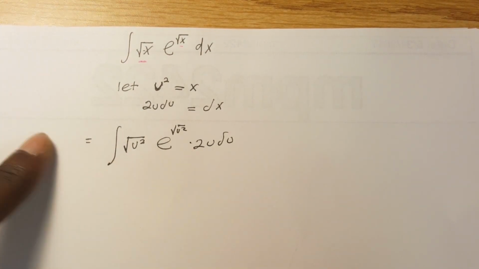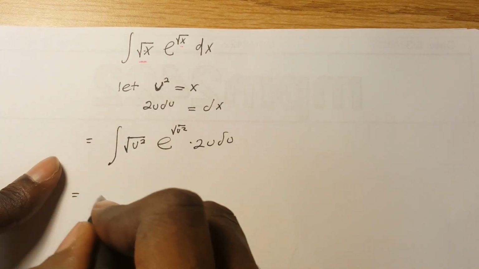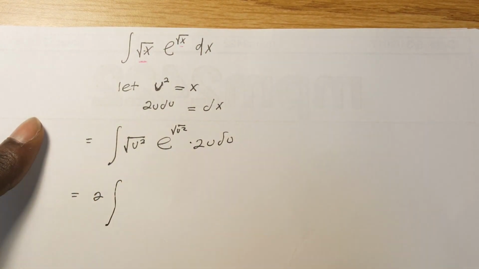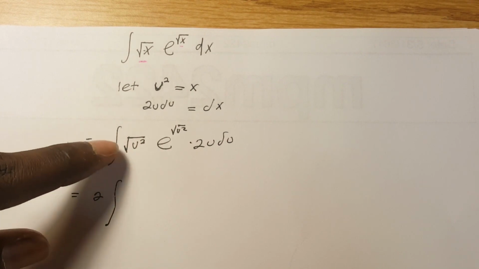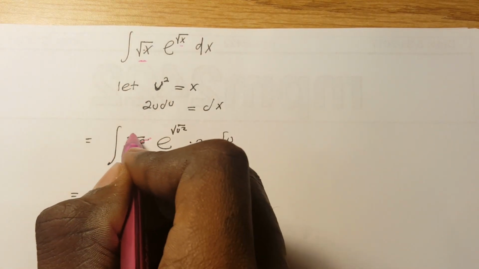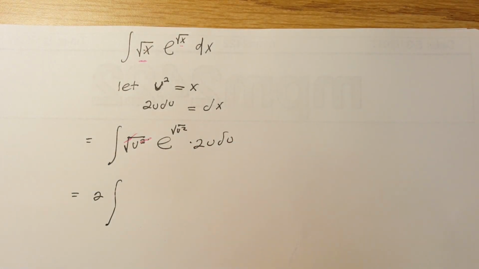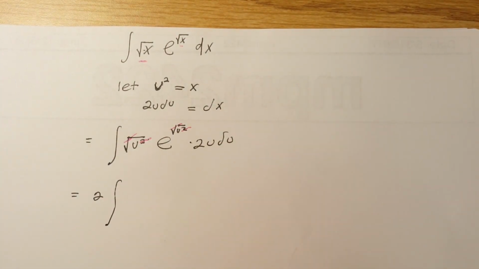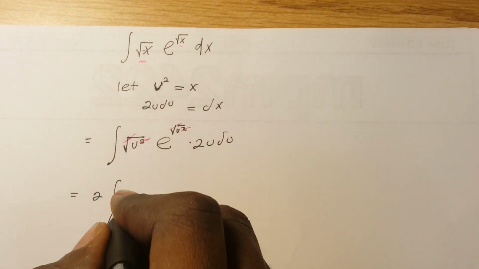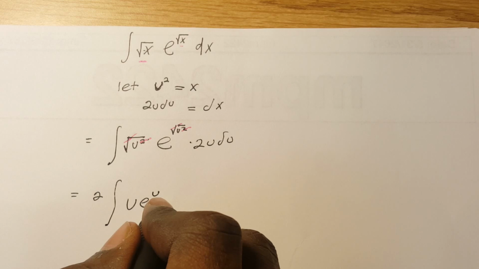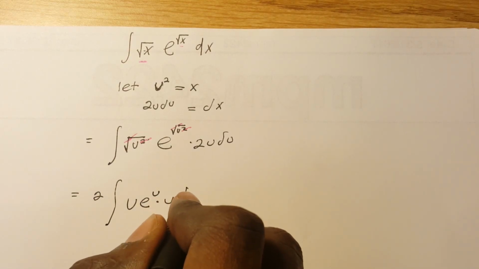We can factor out our 2. So we have 2 out here. Then the 2 here will cancel the square root sign. This guy will also do the same. So we have u e to the u multiplied by u du.